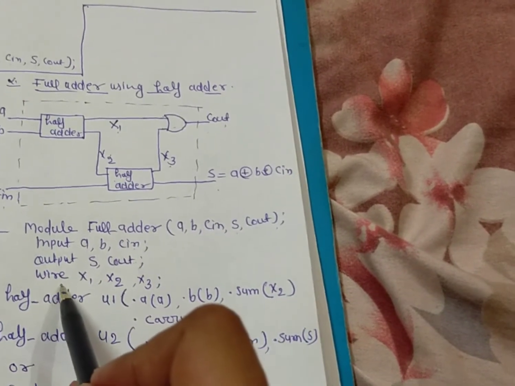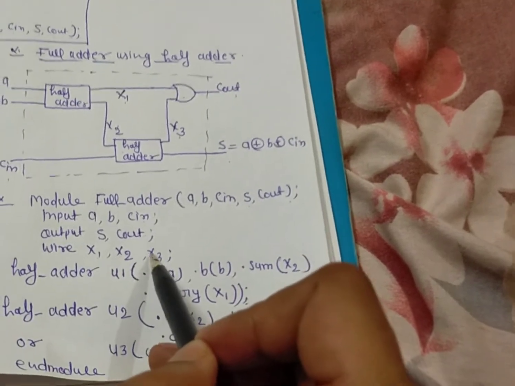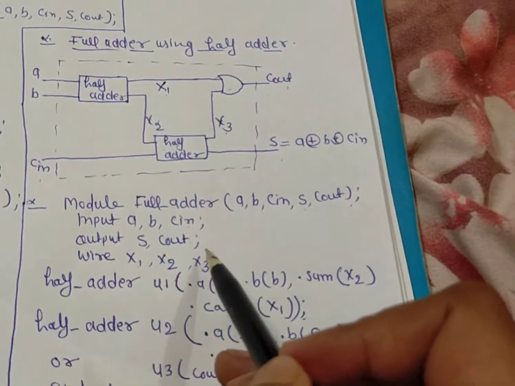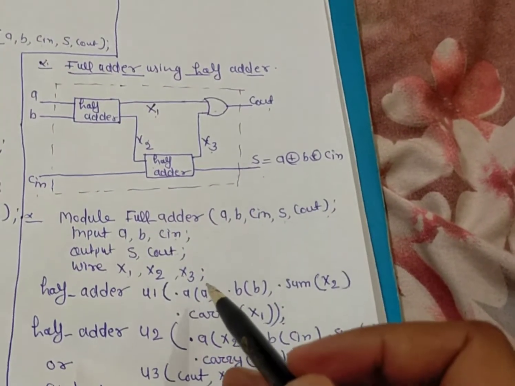Then again write the wire names. The wire names are X1, X2 and X3. These basically represent the interconnections inside the circuit diagram of the full adder using half adder.